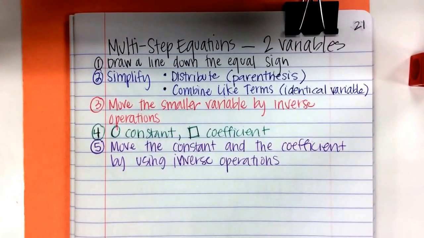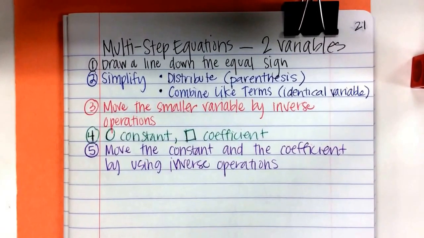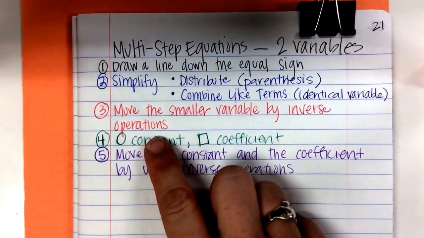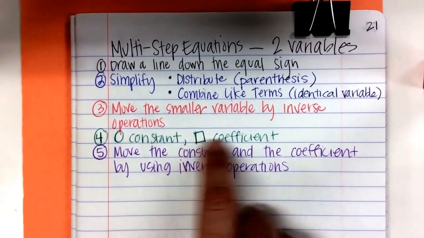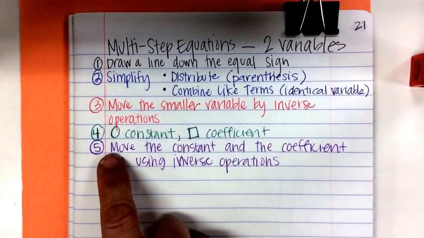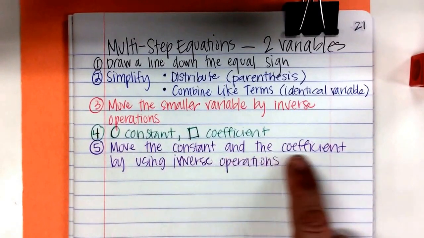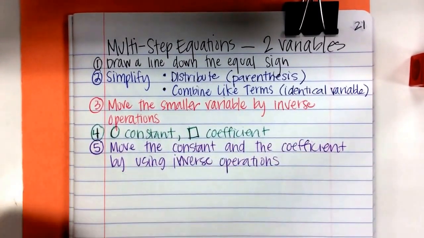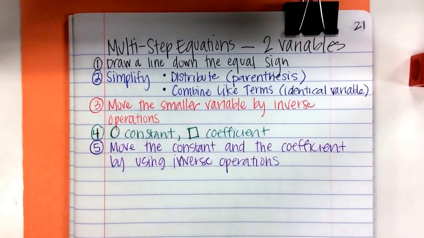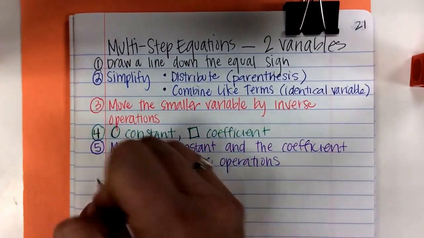So step number 1 is draw a line down the equal sign. Step 2 is to simplify, distribute, or combine like terms. And step 3 is to move the smaller variable by inverse operations. Circle the constant, draw a square on the coefficient. Step 5 is move the constant and the coefficient by using inverse operations. And what's our last step always? Check it.